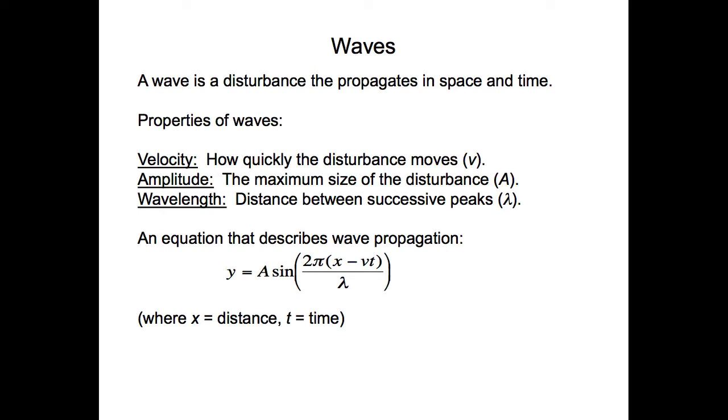And waves have velocity, that's how quickly the disturbance moves. They have amplitudes, that's the height or the size of the disturbance. And a wavelength, that is the distance between successive peaks.